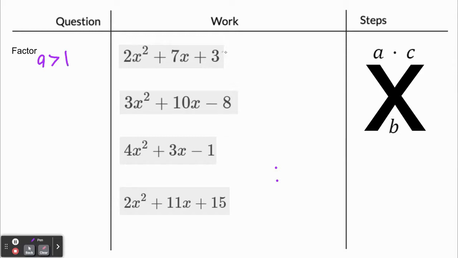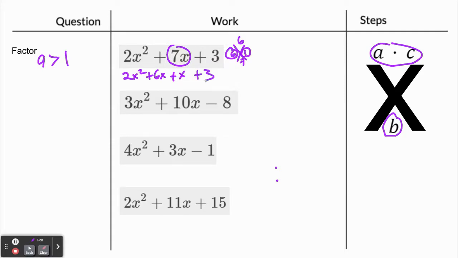First thing I'm going to do is look for two numbers that multiply to a times c and add to b, which is 7 in this first one. So the first one here, a times c is 6, b is 7, so the two numbers would be 6 and 1. Now, unlike when we normally factor, this is actually just breaking up our b value. So what that means is we have 2x squared plus 6x, which I get from this number, plus x, which I get from this number, plus 3. And again, that's because I broke up 7x into 6x plus x. I'm not changing around the equation.